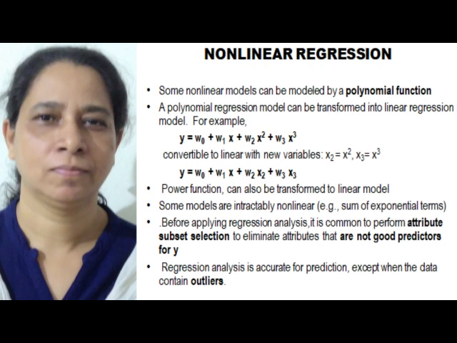Before applying regression analysis, it is better to perform attribute subset selection. This step can eliminate attributes that are not good predictors. In general, regression analysis is accurate for prediction except when the data contain outliers. Outliers are data points that are highly inconsistent with the remaining data. Outliers will reduce the accuracy of the generated model.